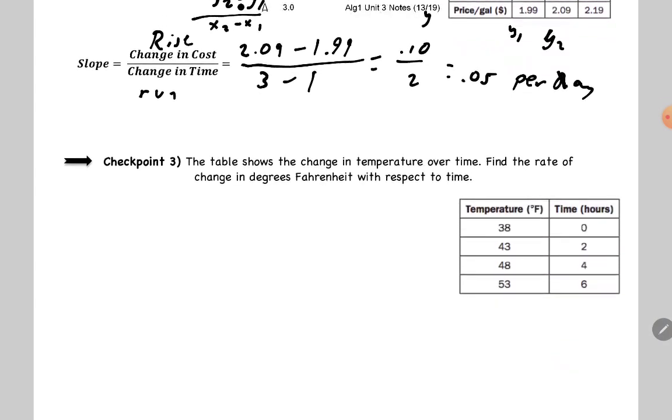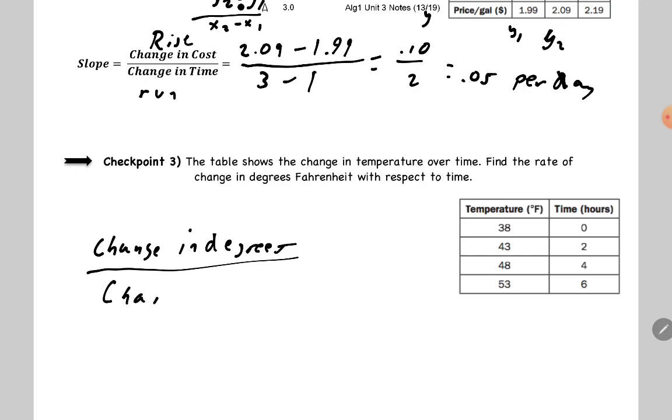Alright, checkpoint 3. The table shows a change in temperature over time. Find the rate of change in degrees with respect to time. So change in degrees with respect to time. Okay, so x is on the bottom, and y is on top. So temperature is on top, x is on the bottom.